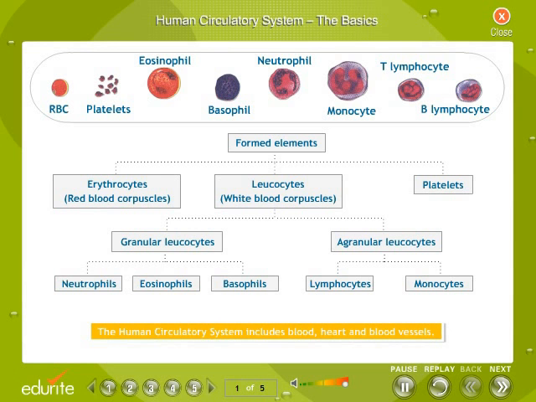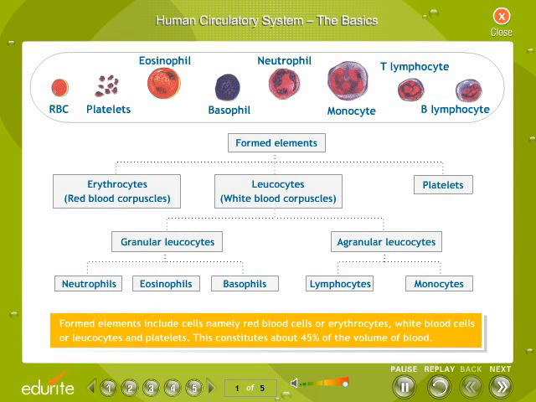The human circulatory system includes blood, heart, and blood vessels. Blood is a fluid connective tissue composed of formed elements and plasma. Formed elements include cells, namely red blood cells or erythrocytes, white blood cells or leucocytes, and platelets.